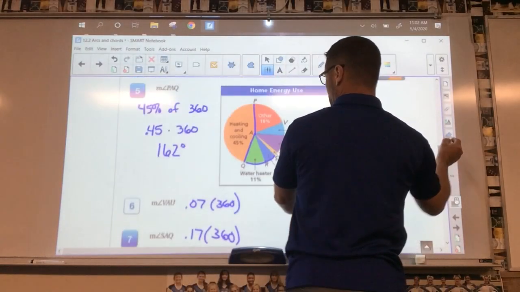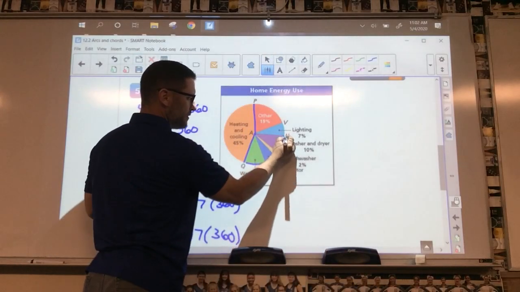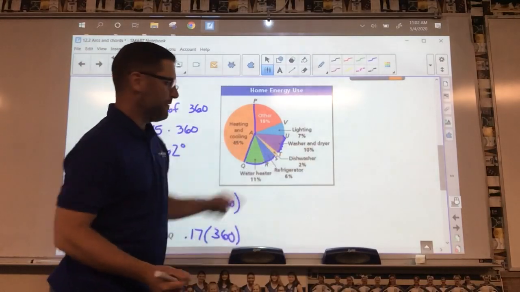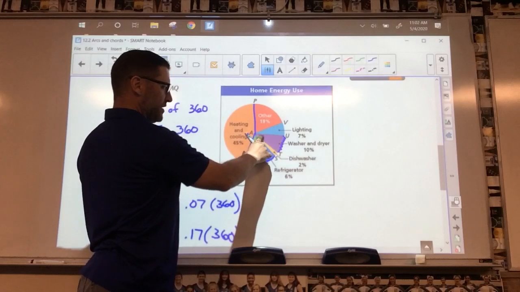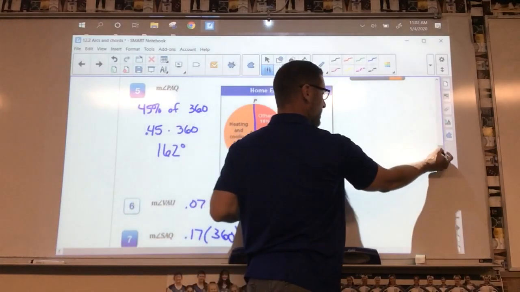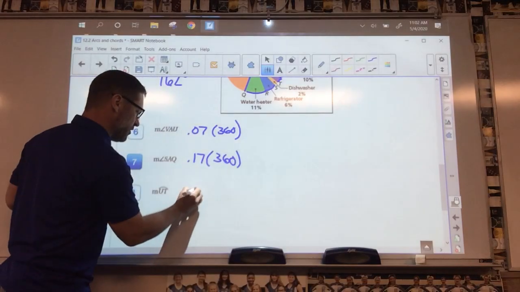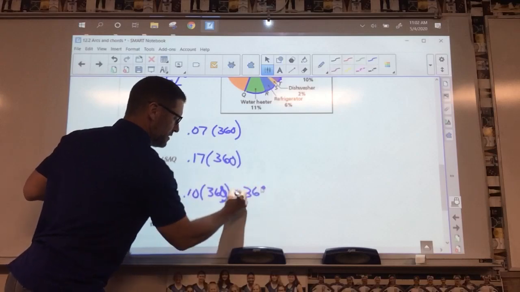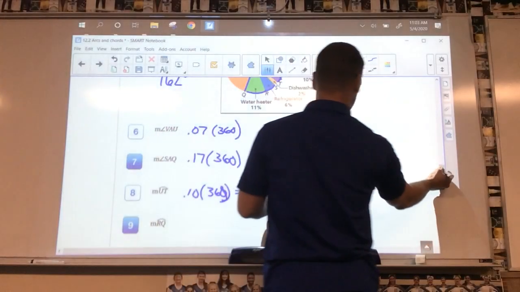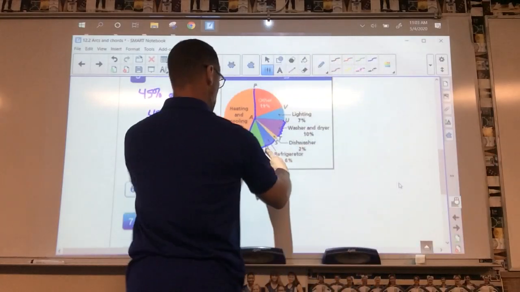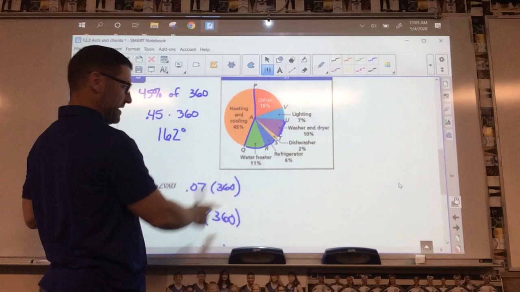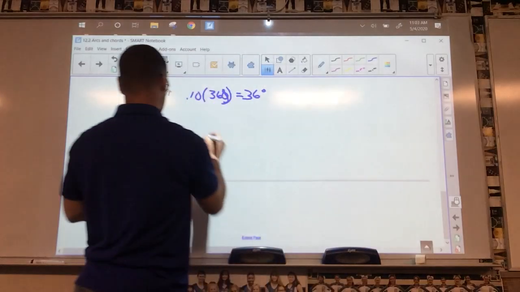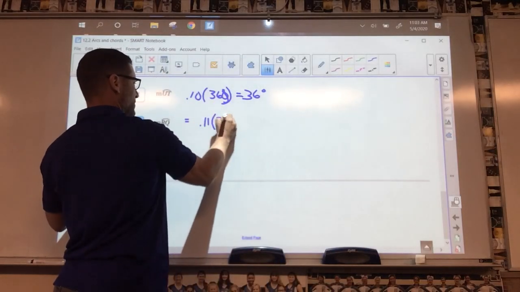They want UT and RQ. U to T, that arc, is 10% of 360. And remember, the angle in here is the same as the arc out there. So if I take 10% of 360, it'd be 0.10 times 360. I can do that in my head. That's 36 degrees. And R to Q right here would be the same as the angle inside of there, but it'd be 11% of 360. So I can do 11% of 360.